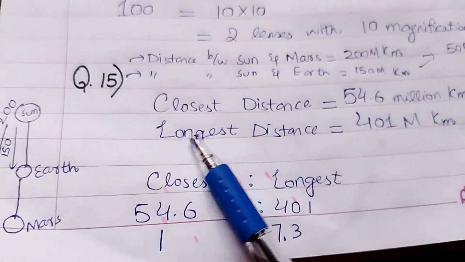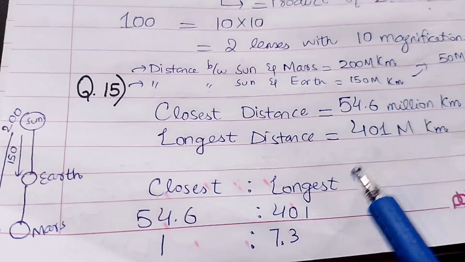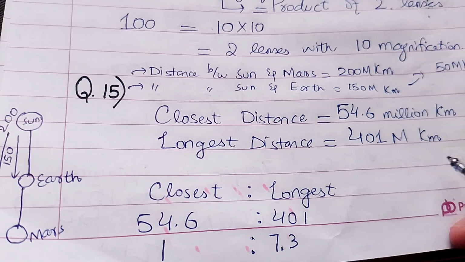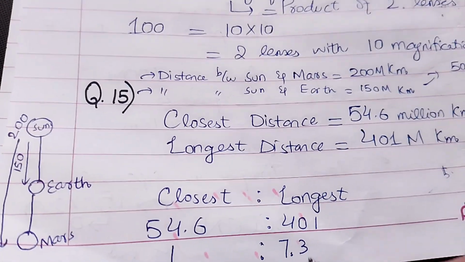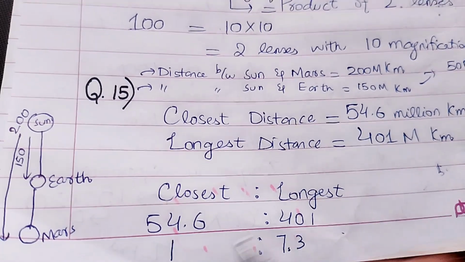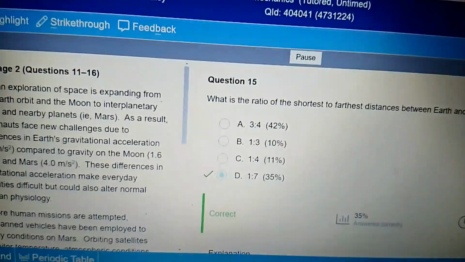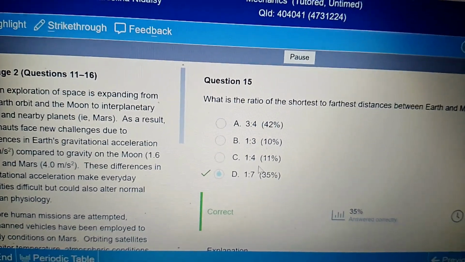We have to calculate the ratio of the closest to the longest. We just need to divide 54 by 401, and we will get this value. So 1 ratio 7 is the nearest option. We can mark this as 1 ratio 7, and this is the correct option.